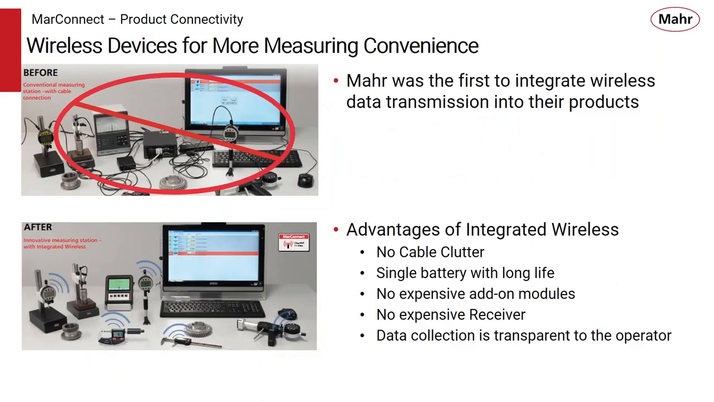So with our wireless products, we're the first ones to integrate wireless data transmission in our products. So now you can get rid of all those cables that you might have had before. And now you have a nice working area on your desktop. Nothing's getting tangled up or tied together, so there's no cable clutter. There's a single battery for the wireless transmission, no add-on modules, no expensive receiver. And with MarCom, that data collection is transparent to the user.